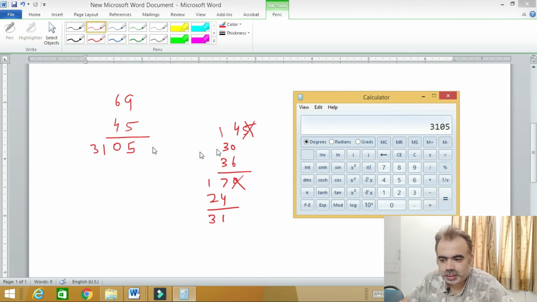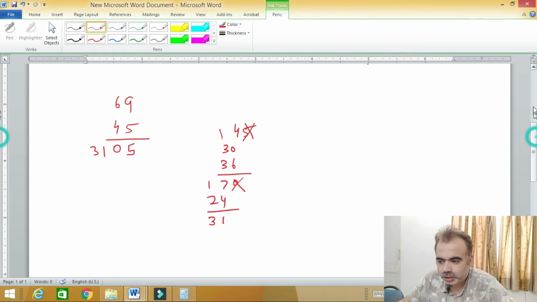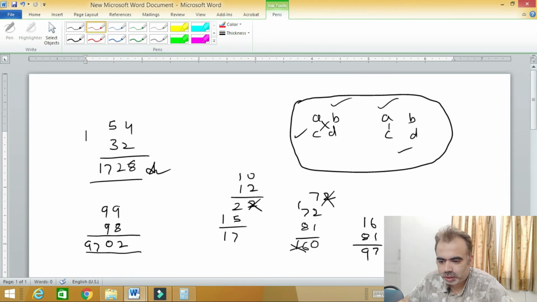So I hope you understand this procedure. In this procedure you just have to learn this pattern, that is you have to apply this one first and this one after that.